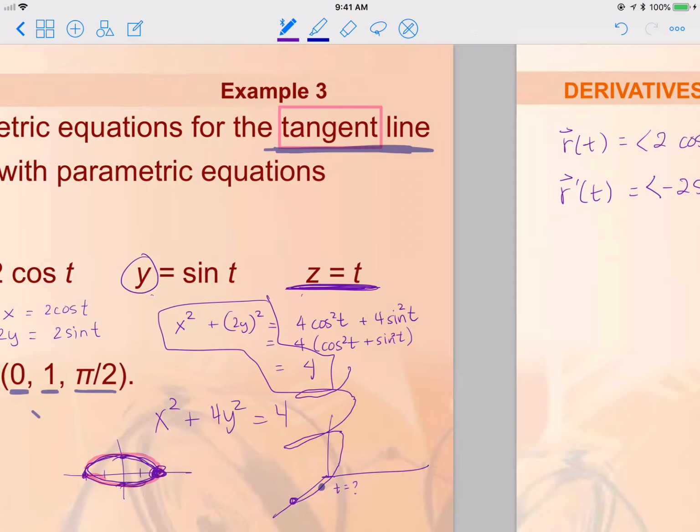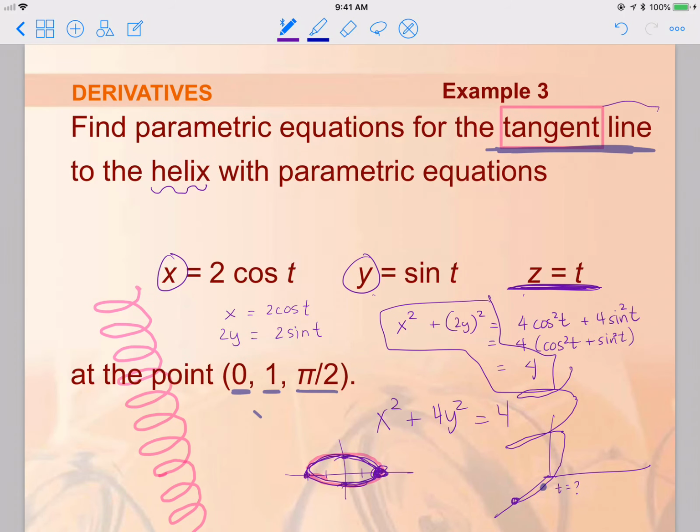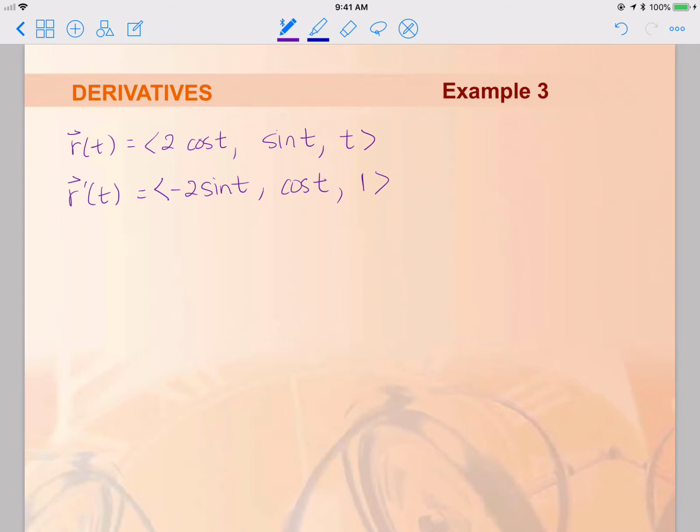Now, remember, in order to determine the equation for a tangent line, we need a point on the line and we need the direction of the line. Does that make sense? So it looks like we're looking at a direction like that, right? That's the line that we need. We've got a point here, and we need the direction. We're going to get that direction by finding the derivative, r prime. That's why we need to figure out t.